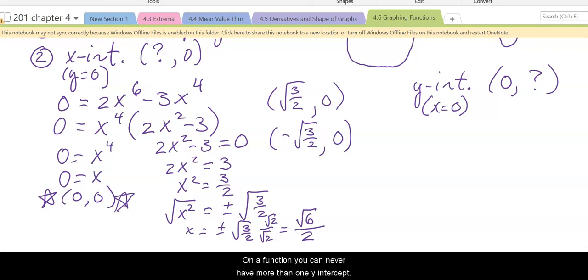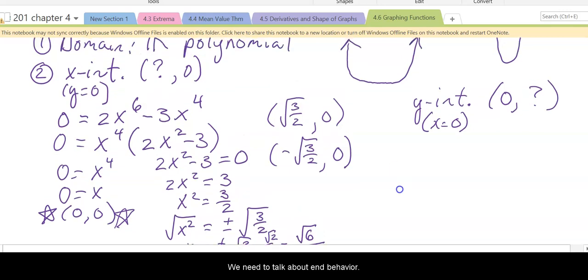On a function, you can never have more than one y-intercept, but it is not required that you have a y-intercept. However, you can have many x-intercepts. In fact, the sine function and the cosine function have infinitely many x-intercepts. It is also possible that you have no x-intercepts on a function. This can also happen. Now let's continue with our search of how to figure out the information to graph our function. We need to talk about end behavior.